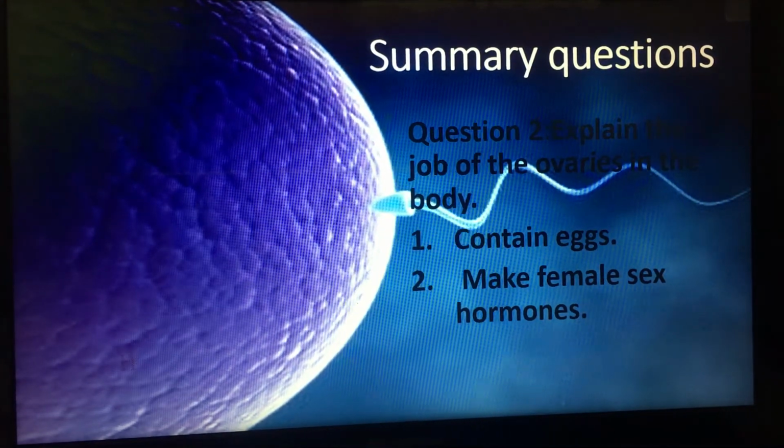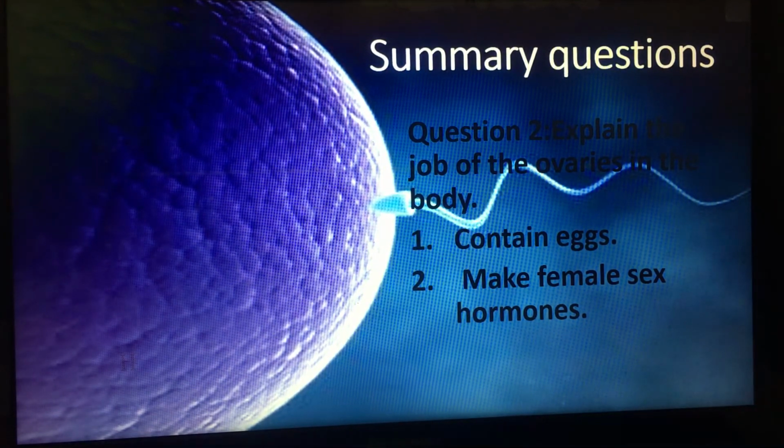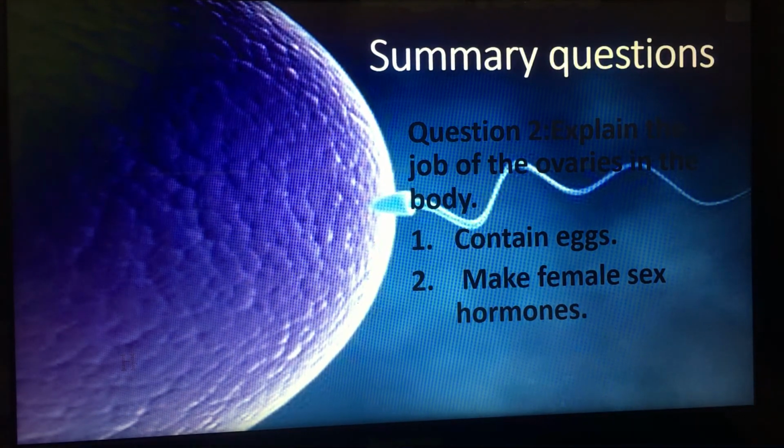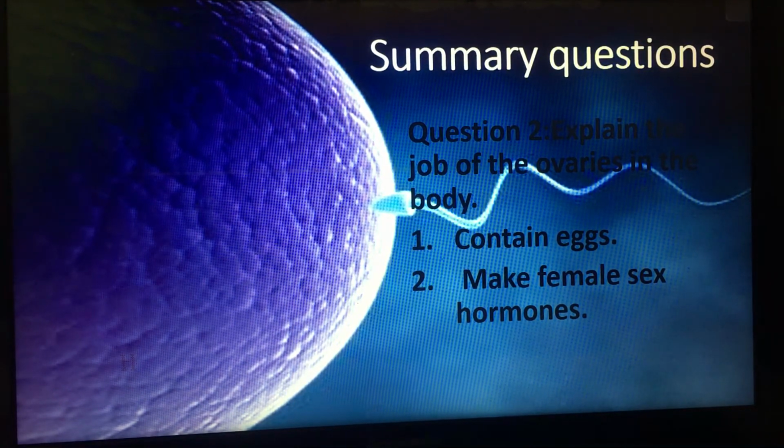What about question number 2? Explain the job of the ovaries in the body. We say that ovaries contain eggs and also make female sex hormones. So ovaries have two main jobs. The first one, they contain eggs to make new babies, and the second, they make female sex hormones, and those hormones are very important for the pregnancy time and also for the baby.